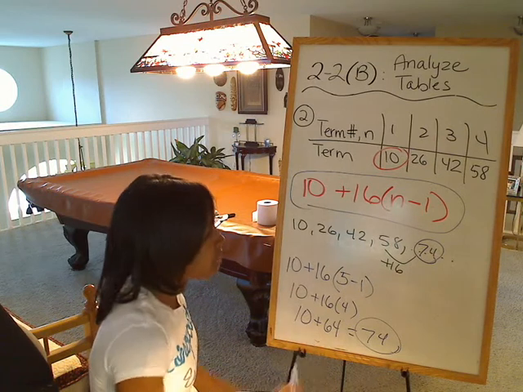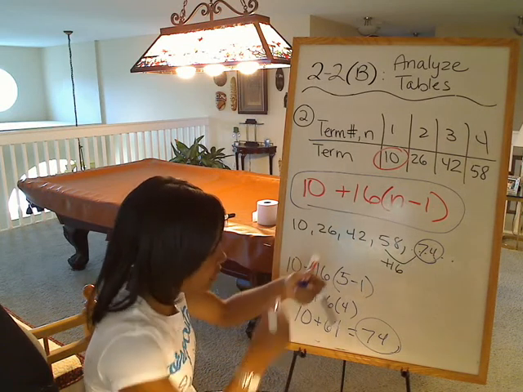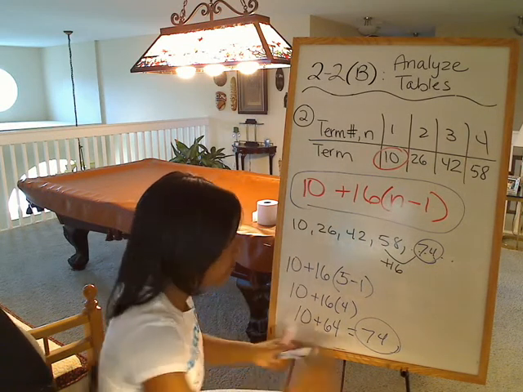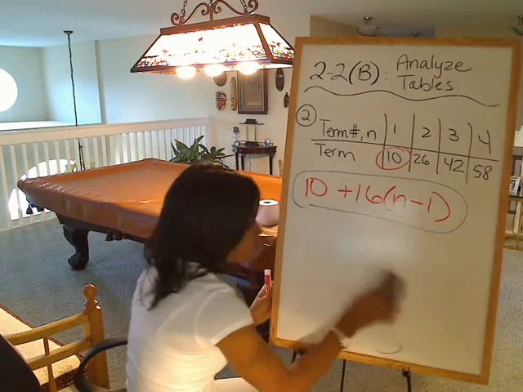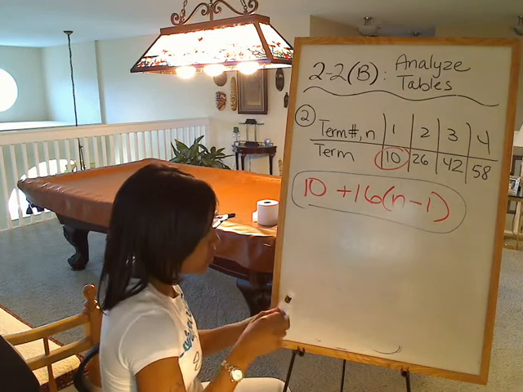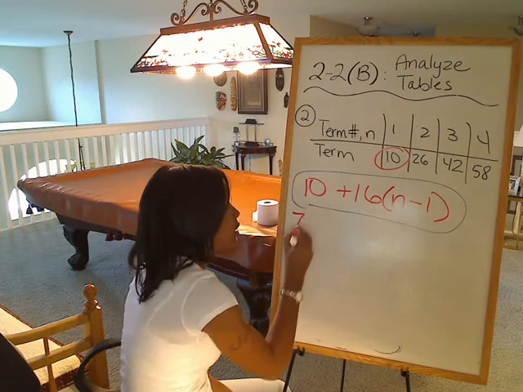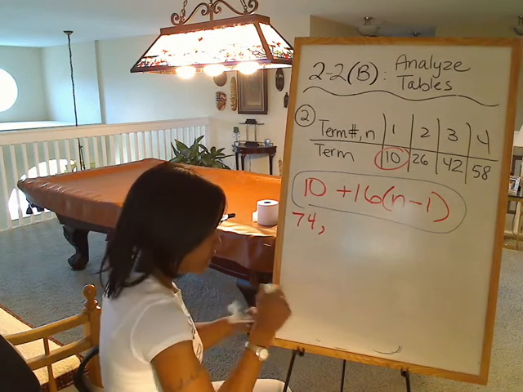So you can do the same thing to find the 6th term and the 7th term. Let's do the 6th term and the 7th term. Let's write down our answers over here. The first answer was 74. Let's find the next 2.